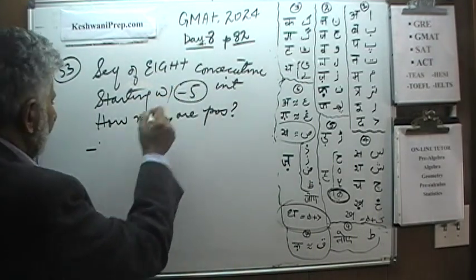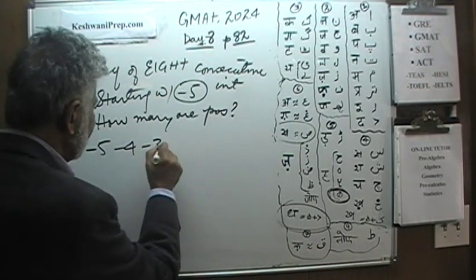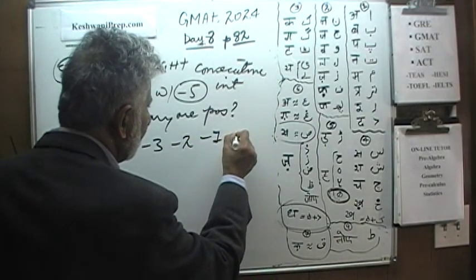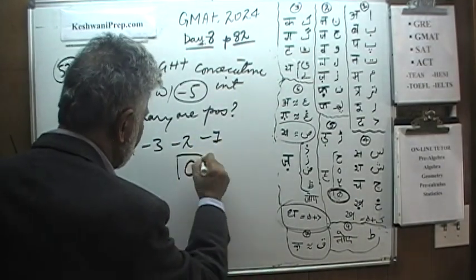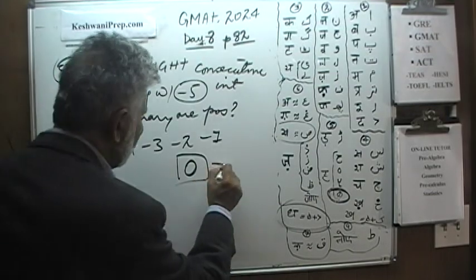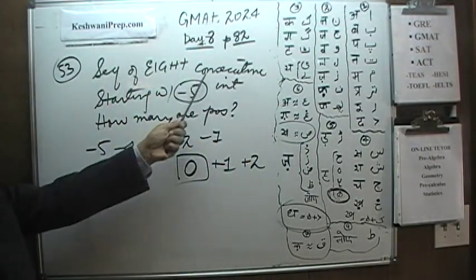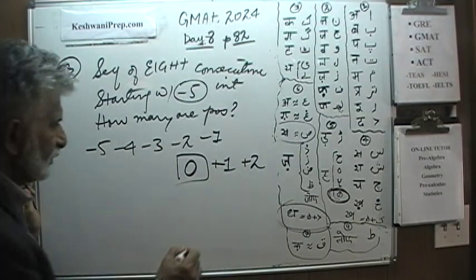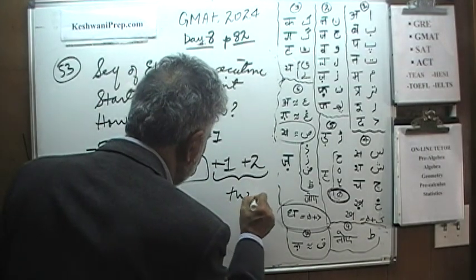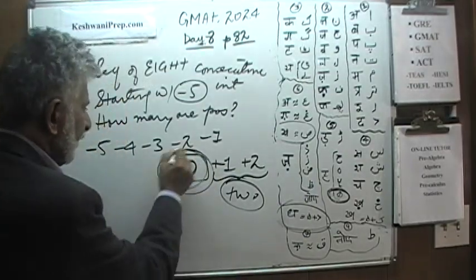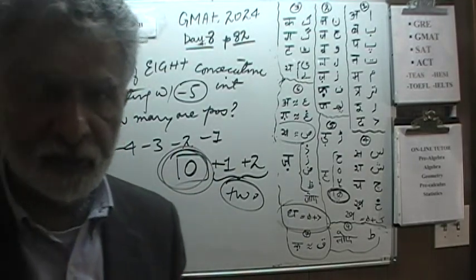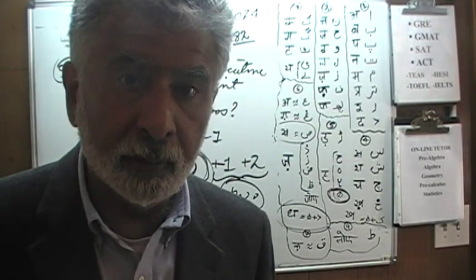Starting with -5. -5, -4, -3, -2, -1, and then there is a 0. And then a +1 and a +2. That's going to give us 8 consecutive numbers starting with -5, out of which only 2 of them are positive. We mustn't forget the 0. That's all it was in this problem.